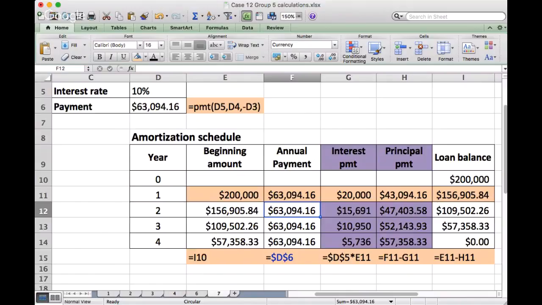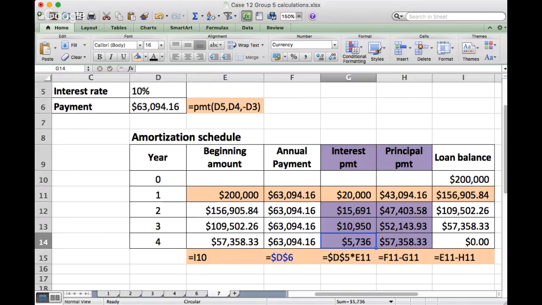To check to see if you've done it right, your loan balance at the end must be 0. Your annual payment must stay the same each time. And your interest payment is going to continue to decrease while your principal payment is going to continue to increase. Those are all ways that you can check your work to make sure that you have set up your amortization schedule correctly.